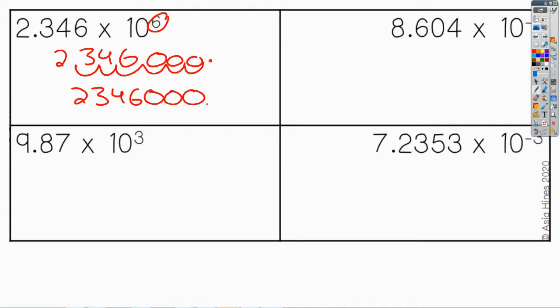Similar type of problem, except notice, everyone, that this exponent is a -6. That means the decimal is going to go left. So the video is going to pause and go ahead and solve this one.